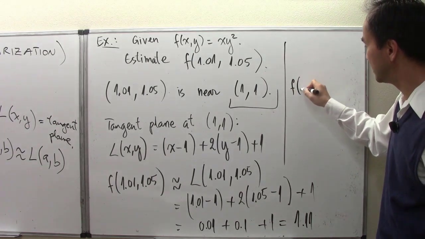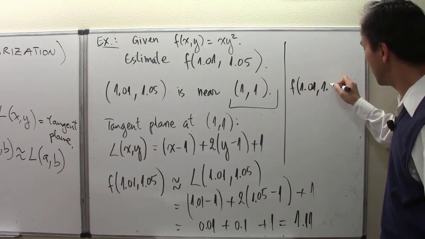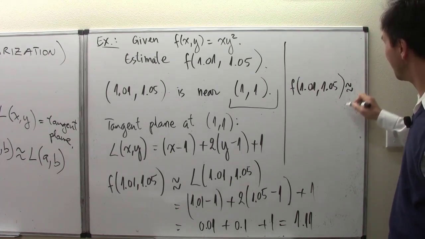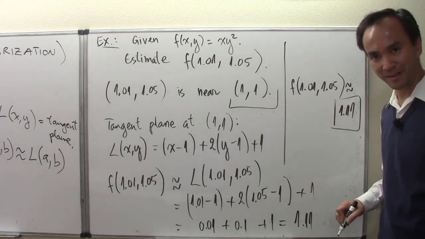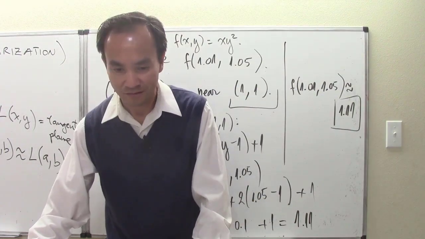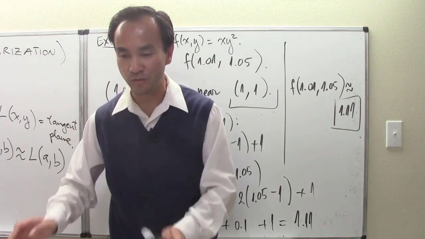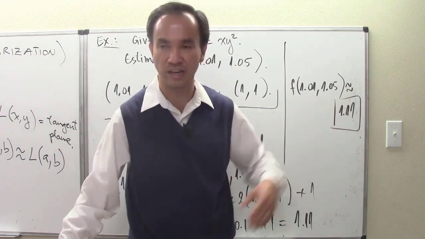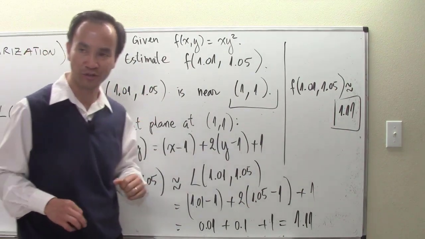What I'm saying here is that the actual value, f of 1.01 and 1.05, can be approximately equal to 1.11. But that's only an approximate value. Now let me bring in my actual calculator to show how close we have made the approximation compared to the actual value. I never bothered doing the actual calculation yet, and I want to do it right now on the computer screen.